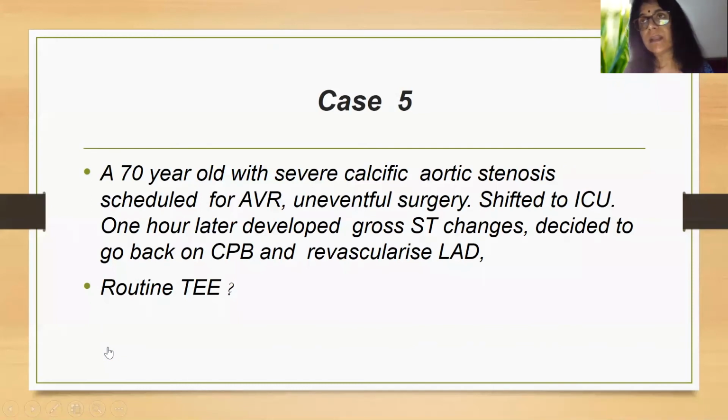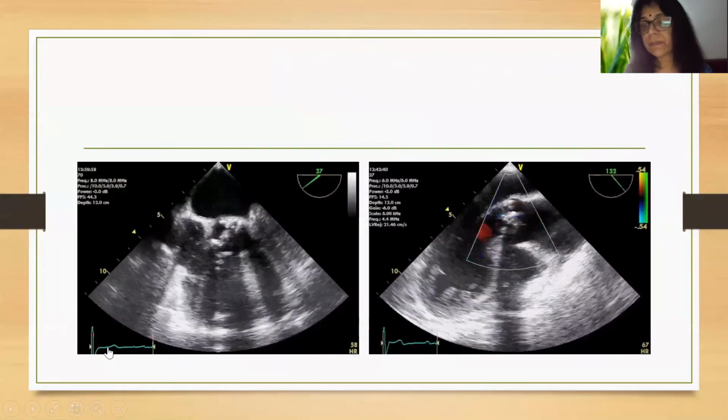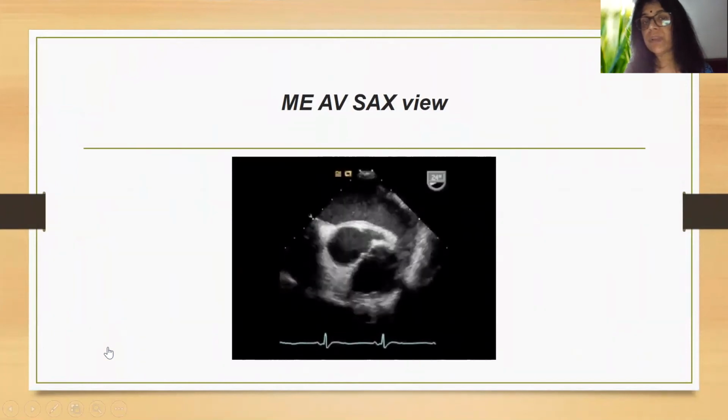The next case is another 70-year-old with severe calcific aortic stenosis, scheduled for an aortic valve replacement, who goes through an uneventful surgery and is shifted to the ICU. One hour after shifting to the ICU, you find gross ST segment changes, and he goes back to the CPB, and they think that they have to revascularize the LAD. A routine TEE is done. This is the valve. There's no AR or anything like that.